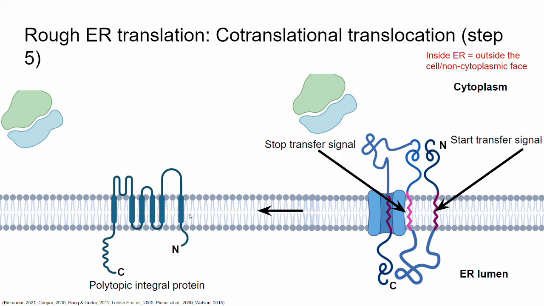So basically you could have multiple start and stop transfer signals until the whole messenger RNA was translated. In this case, you have 6 parts, or 6 basically penetrations of the membrane of the endoplasmic reticulum. And this is called a polytopic integral protein.